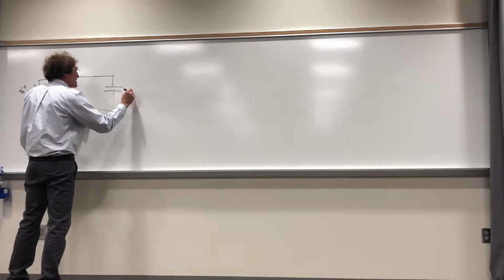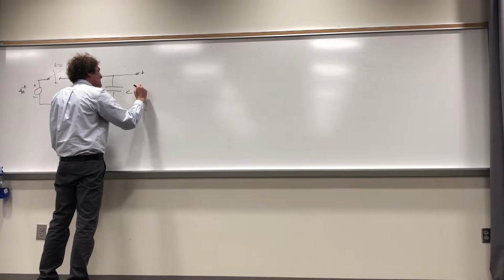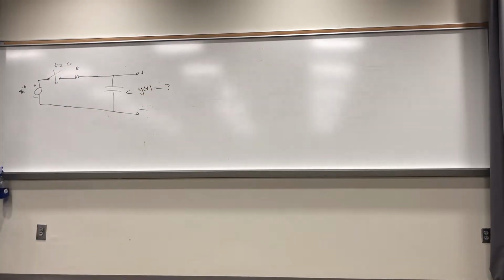I'll put this as a capacitor C, and I'm going to say this is my output voltage. I'm going to call that just y of t, and that's what I'm after. I want to solve for that. For t greater than 0. For t less than 0, it's 0. Do you all agree with that? Yes. Now, keep going with me.